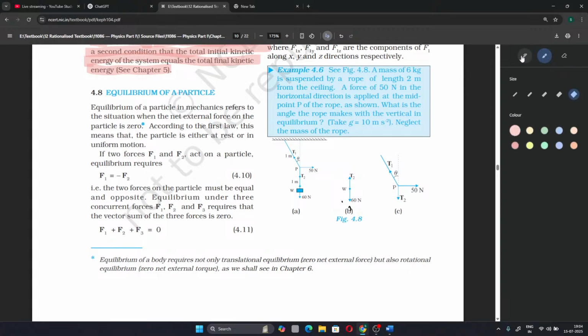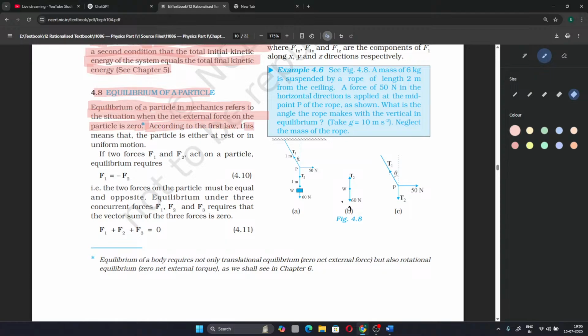Now let's go to the next main topic, that is equilibrium of a particle. Equilibrium of a particle in mechanics refers to the situation when the net external force on the particle is zero. It's extremely important to remember that the equilibrium of a particle in mechanics refers to the situation when the net external force on a specific system or particle is zero. Another way of saying that is, when the net external force acting on a system or a particle is zero, then we can say that the system or particle is in equilibrium.